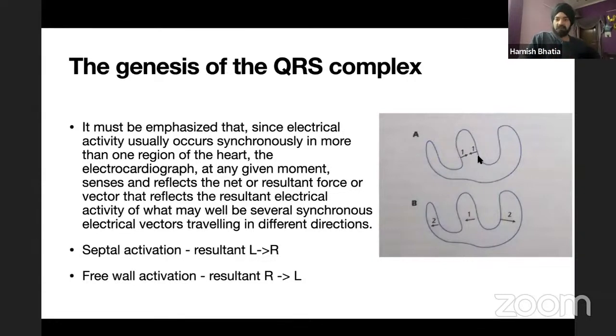So the first activation phase in the ventricle is the septal activation. The second phase is the free wall activation. In septal activation, the RV vector is in this direction. The LV vector is in this direction. So the resultant will always be LV, because LV is dominant. So the resultant will be in this direction. Similarly, in free wall activation, the RV vector is in this direction and the LV vector is in this direction. So the resultant will be in this direction, because LV is dominant. So in the septal activation phase, the resultant is in left to right direction. And in the free wall activation, the resultant is in right to left direction.